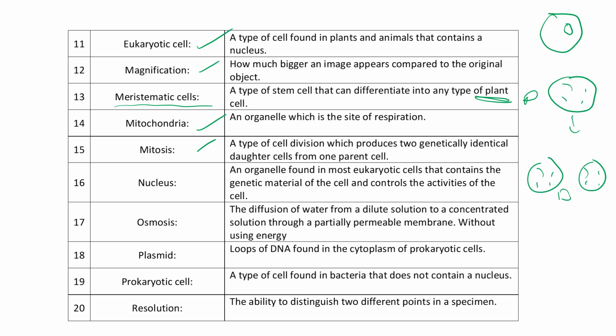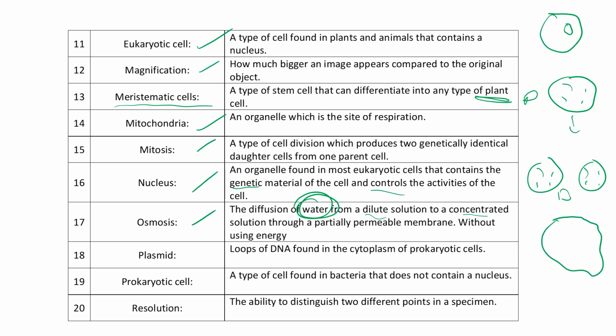Mitosis. An organelle found in most eukaryotic cells that contains genetic material of the cell and controls the activity of the cell, is the nucleus. Diffusion of water. Okay, we know what this is already. From a dilute solution, which means there's a lot of water, to a concentrated solution through a partially permeable membrane without using energy, osmosis.